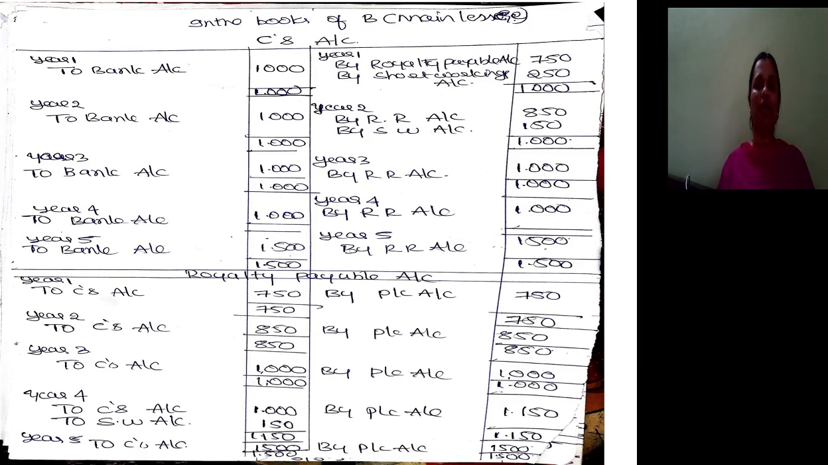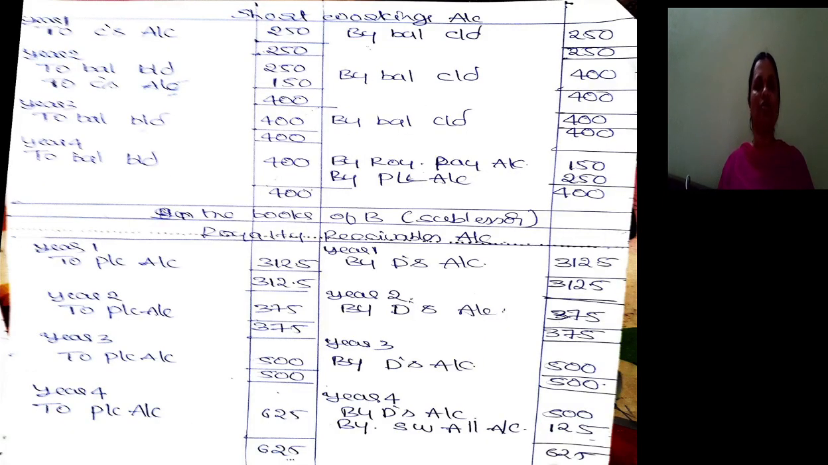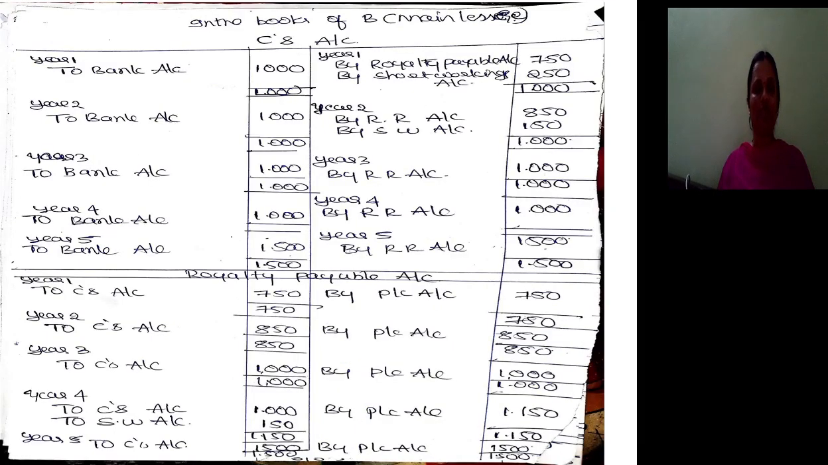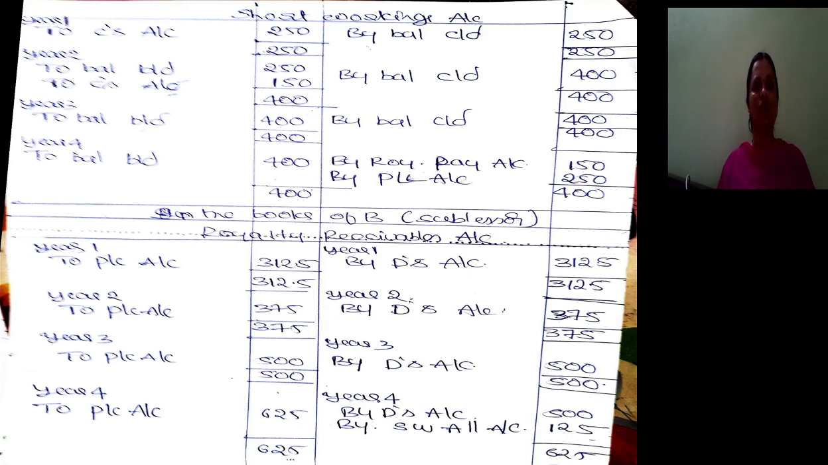So royalty payable account debit, short working account debit, to lessor account 850, 150. In royalty payable, to lessor account 850, and in short working, to lessor account 150. Again, short working can be carried forward to the next 2 years. So that's why, by balance carried down 400. In the very next year, the third year, when we open it, we have to open with an opening balance of rupees 400. So, to balance brought down 400.